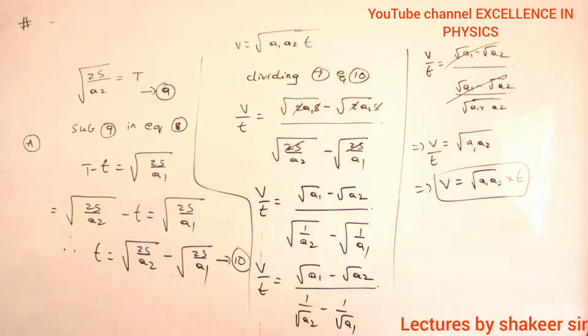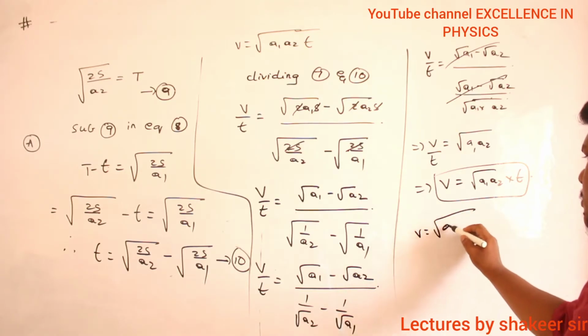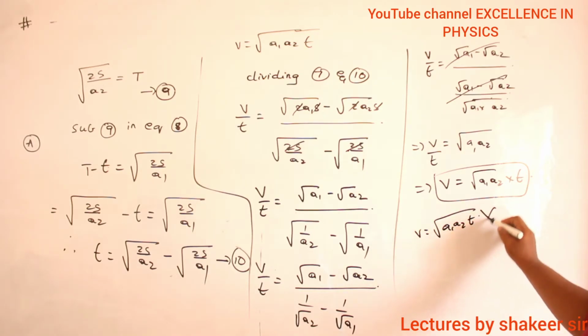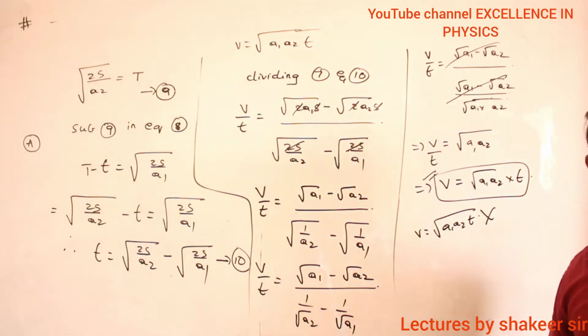Clear now? In the question he gave v is equal to root a1 a2 into t, no? This is wrong. This is the correct answer. So make a note of that. Fine.